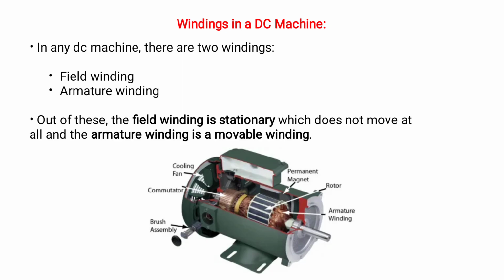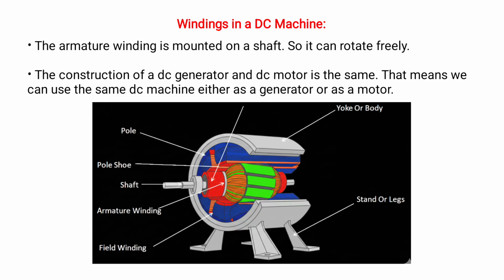Now, windings in a DC machine. In any DC machine there are two windings. One is a field winding and the next one is an armature winding. You can see these two windings in this image as well. The field winding is stationary, on the stator part, and does not move at all. The second winding is the armature winding, which is a movable winding placed on the rotor. The armature winding is mounted on a shaft, so it can rotate freely.